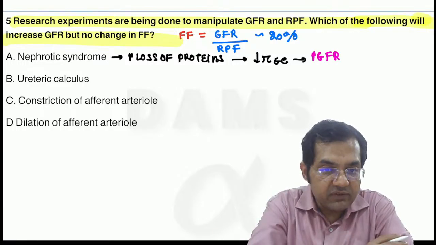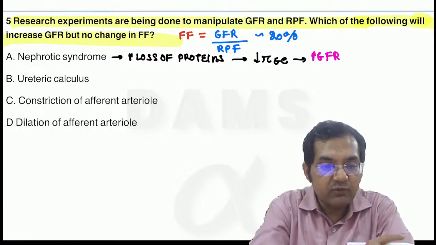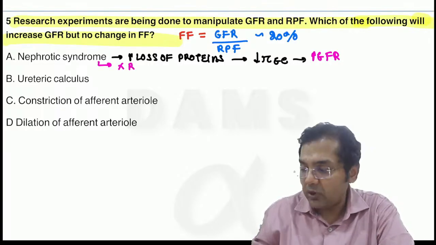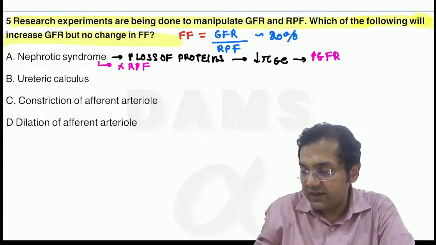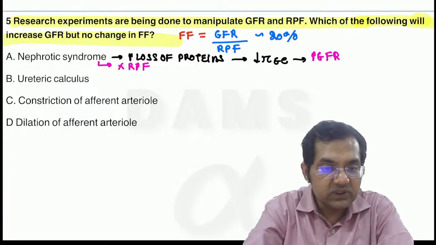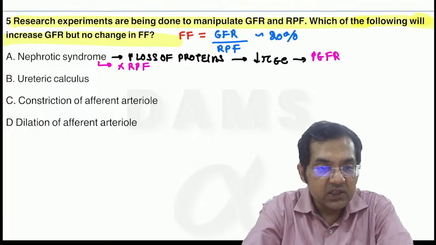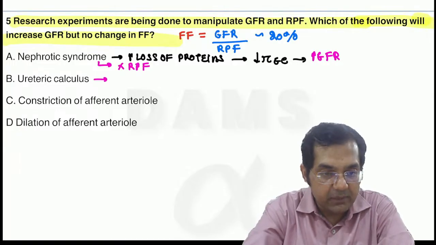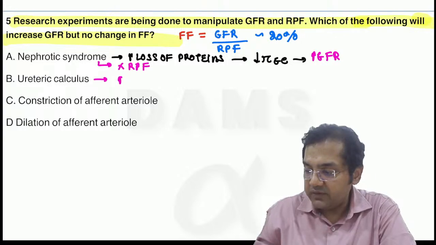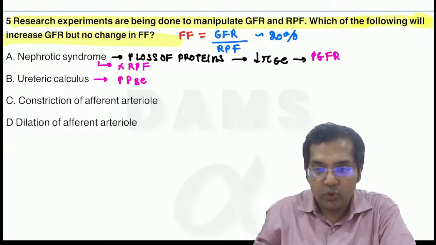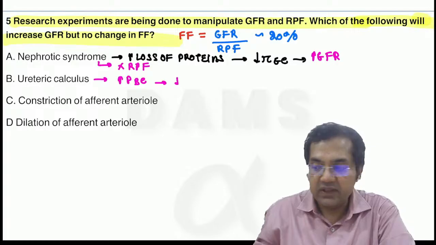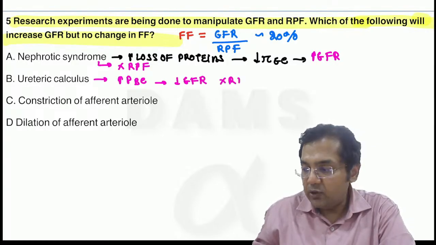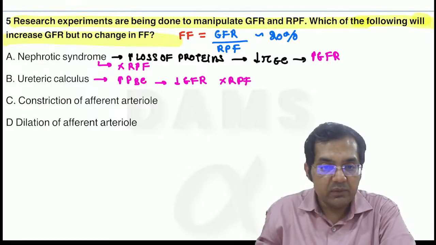But I have also asked you no change in filtration fraction. The problem is nephrotic syndrome does not affect the renal plasma flow, right? So GFR will increase, but filtration fraction will also increase. It will not be the same. Ureteric calculus. Yes, this is the one which is stone in the ureter. Hydrostatic pressure in the Bowman's capsule will increase, thereby decreasing the GFR. Again, not much effect on renal plasma flow.